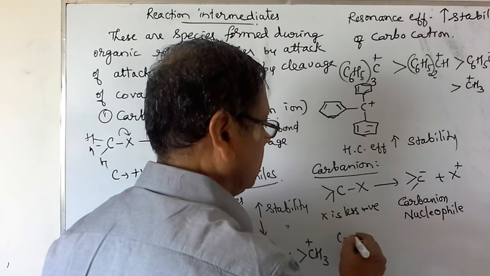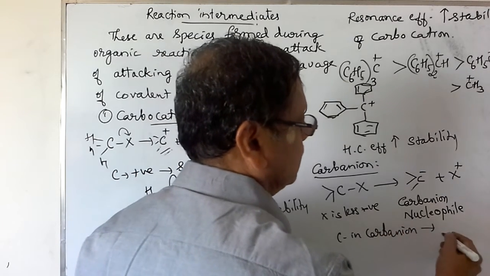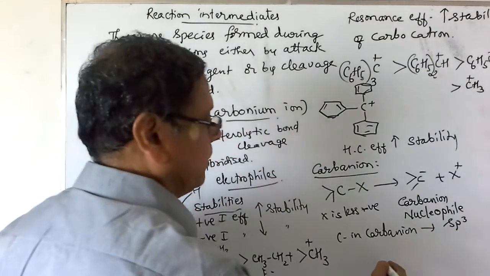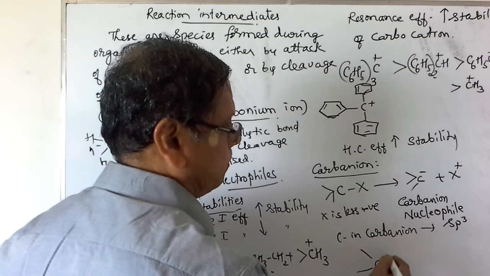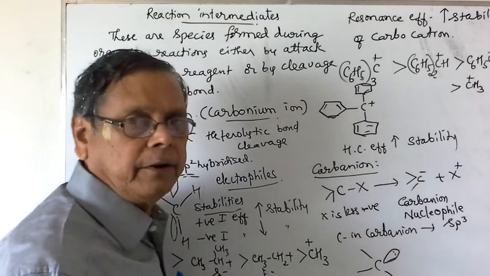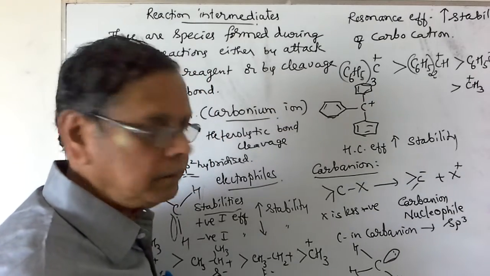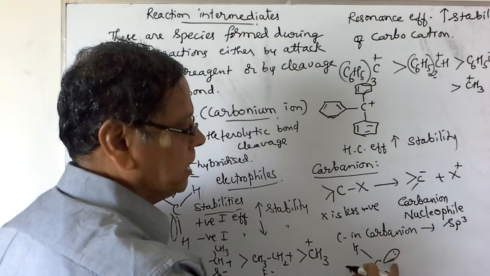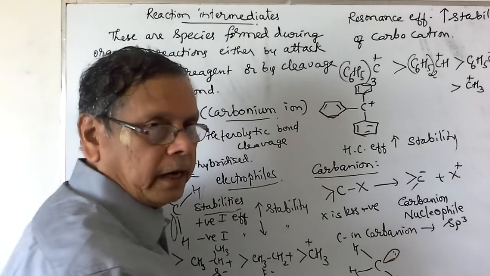The carbon atom in a carbanion has sp3 hybridization. So if you write this carbon atom, there are 4 groups. One of the sp3 hybrid orbitals contains the lone pair of electrons. Say, for example, hydrogen, hydrogen, hydrogen, methyl carbanion. The 3 hydrogen atoms are linked by covalent bonds, but one sp3 hybrid orbital will have a lone pair of electrons.